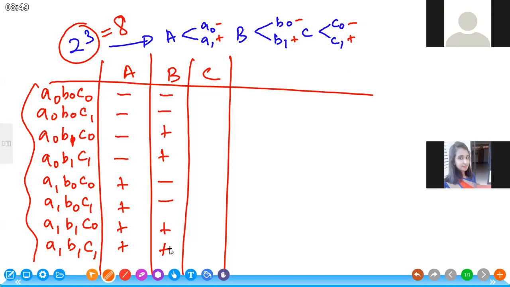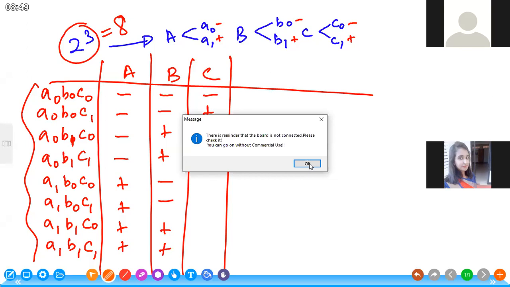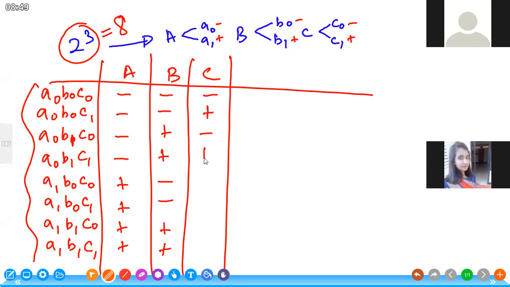Minus, okay, because C naught is minus. Plus, good, minus, good, plus, right. Minus, okay, plus, okay, minus, okay, plus. Plus. Good, very good.